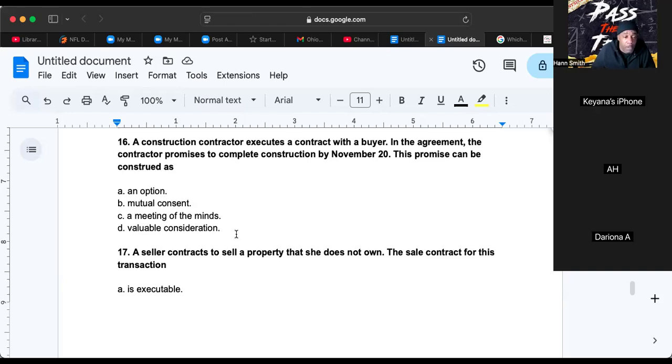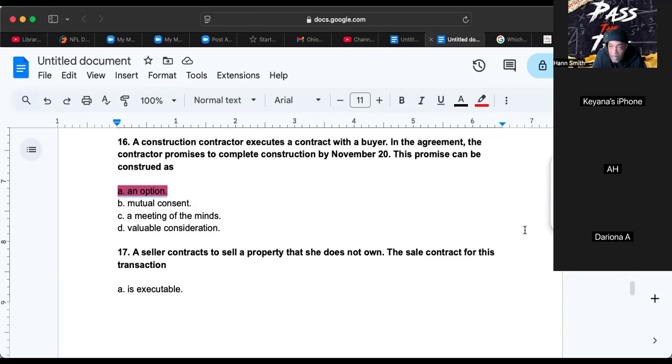All right. Well, I'm going to get rid of valuable consideration. Actually, no, I'm not going to get rid of that one because I think there's a key in there, so I'm going to keep that one at least. I'm going to get rid of option. All right. Again, a construction contractor. Now, this is one where we've got to think. This is application. This is not a definition question. A construction contractor executes a contract with a buyer. In the agreement, the contractor promises to complete construction by November 20th. This promise can be construed as mutual consent, meeting of the minds, valuable consideration.